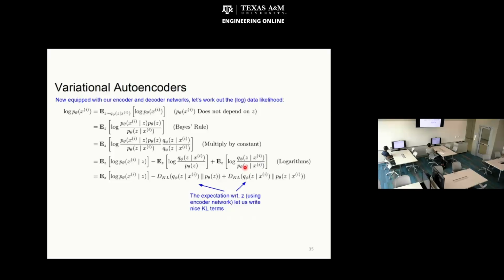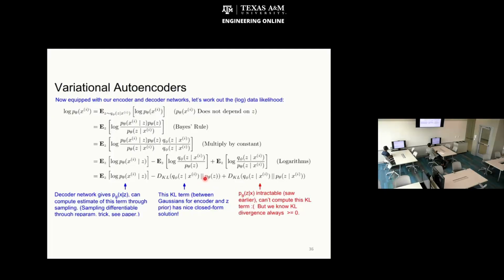Again, as I said, so far there's no magic. Some of these terms will still be intractable. Remember, this was not tractable, and the fact that we rewrote it does not change that. But the good thing is that if we look at the last two terms, these are KL divergences, and the last term is still intractable. Let's look at the first term.